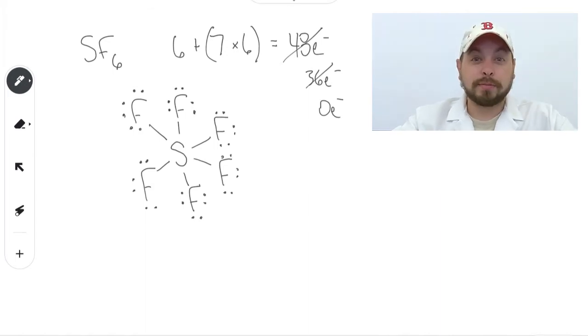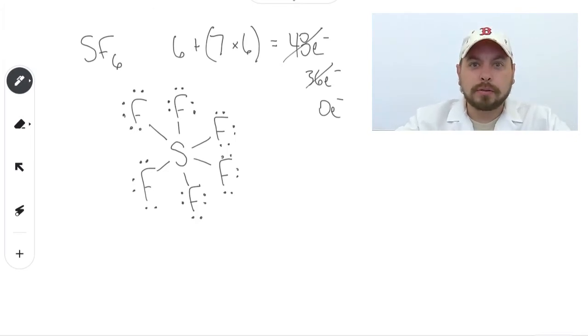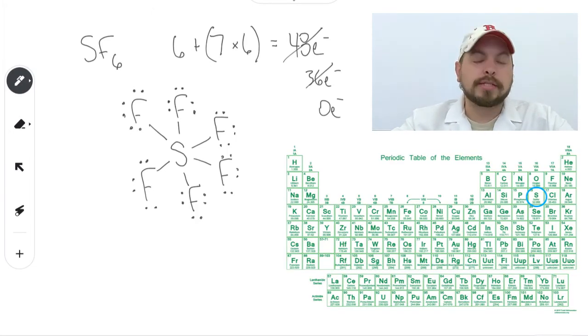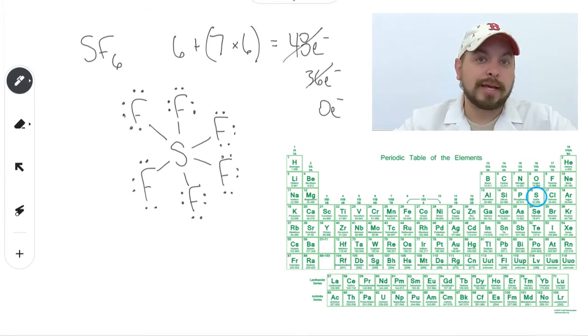Look at sulfur. Sulfur has 6 single bonds. 6 single bonds. That means 12 valence electrons. How can that be? Well, here's why. Sulfur is in the 3rd period of the periodic table. That means the 3rd row down. That means that it has an empty D sublevel. How do I know this?